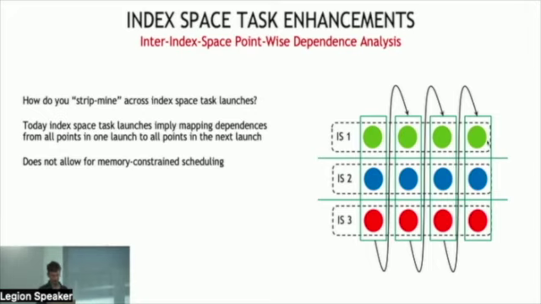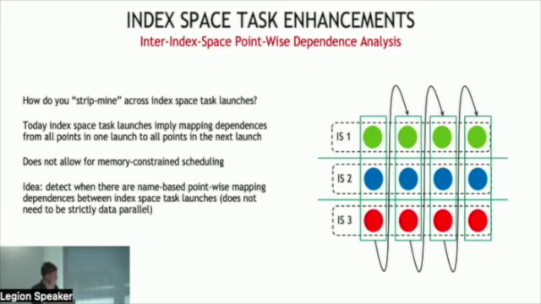Because today we would effectively have to map all the green point tasks and make all their instances and stuff like that. And so we want to do this sort of more memory constrained scheduling. The idea that Riesel's been working on is, if you can identify where there are point-wise dependencies between these point tasks, and you can do that with a name-based dependence analysis, then you don't need to have these fences across all the index-based mappings. You can just have point-wise mapping dependencies between the points in the index-based task launches, so they can map in a particular order, and then do their allocations and actually fit your program in memory.